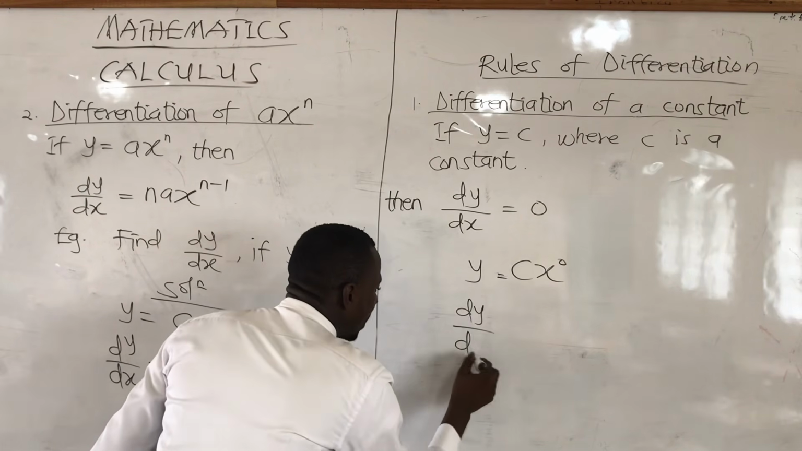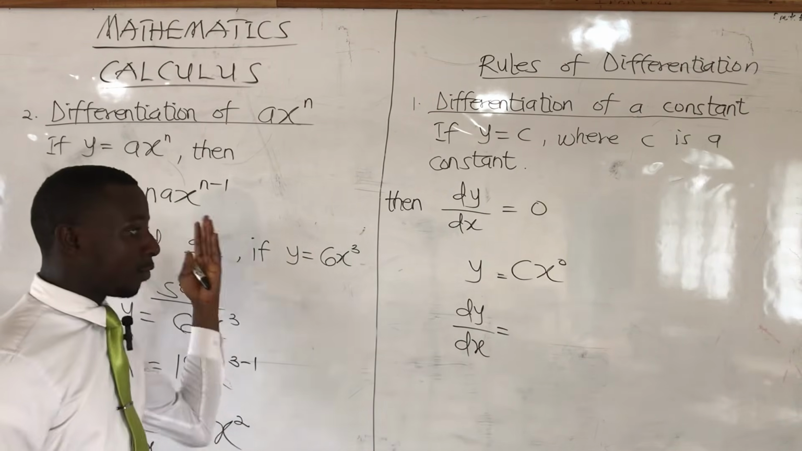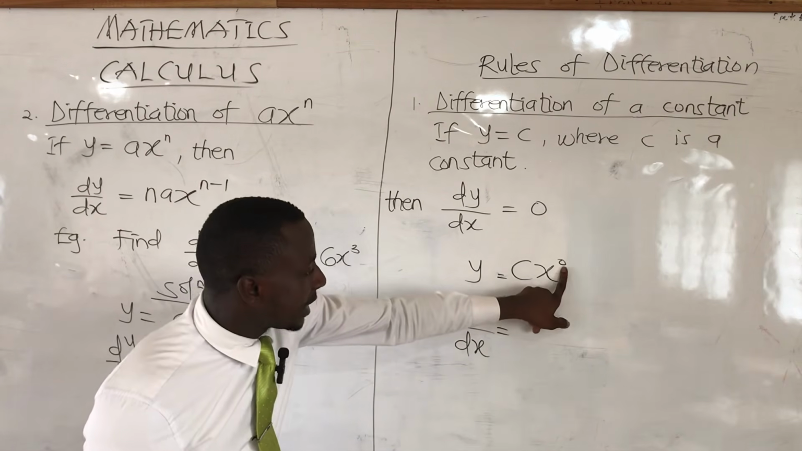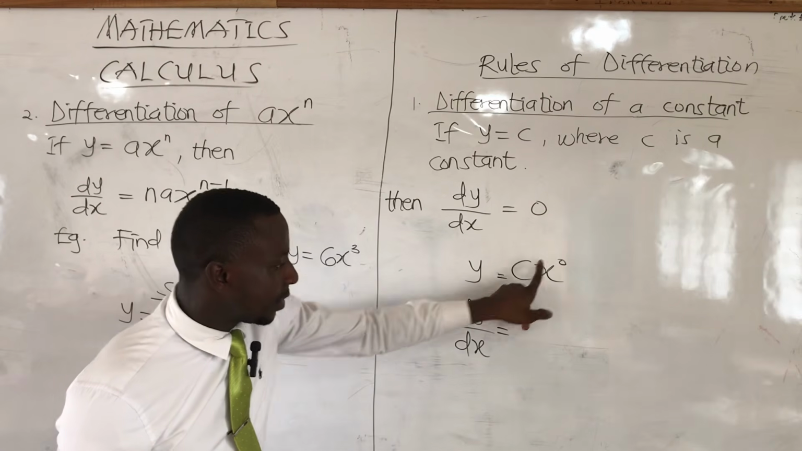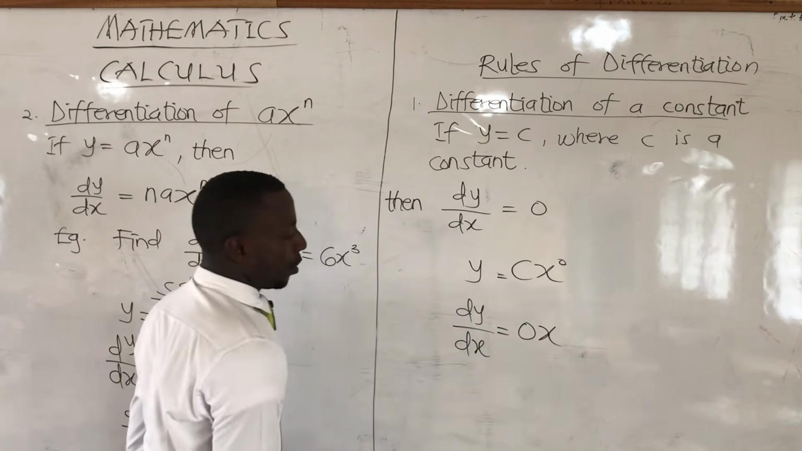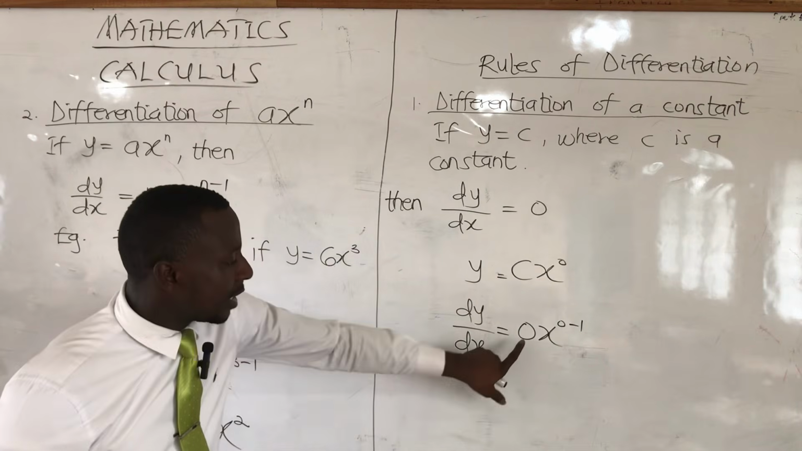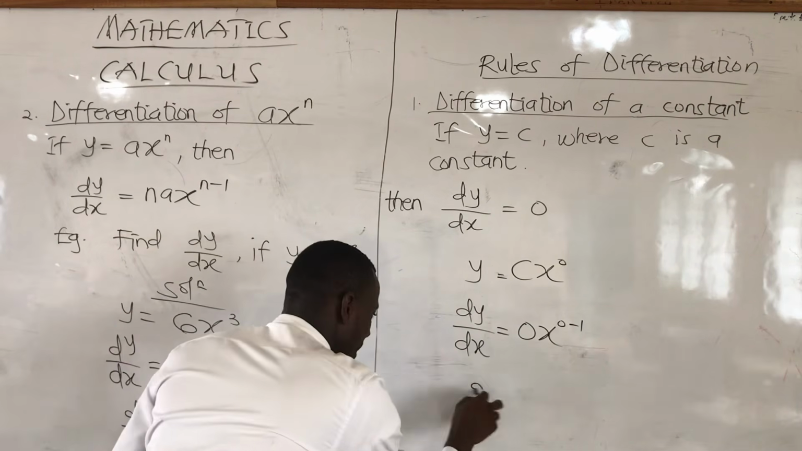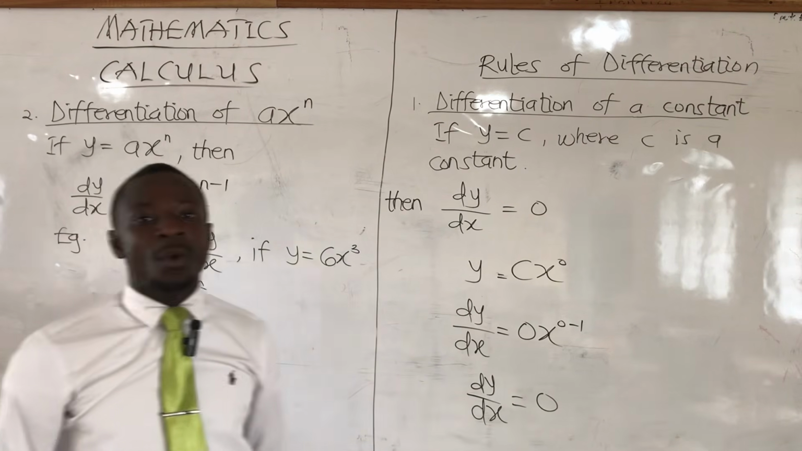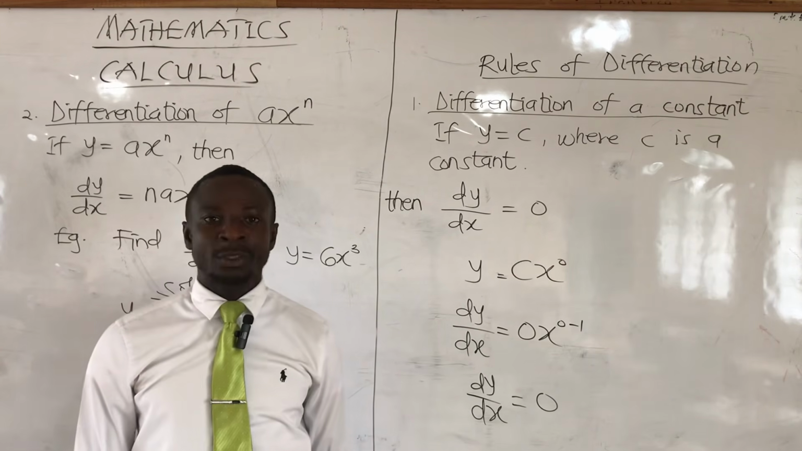So dy over dx, we are going to pick this 0 as we normally do, from our previous calculations. So x, the exponent here is 0 times c. So 0 times c, we have 0. You get a 0, you write the x, then you take 1 from the exponent. So here 0 times anything here, we are still going to get 0. That is why when you're differentiating, any constant is always equal to 0.